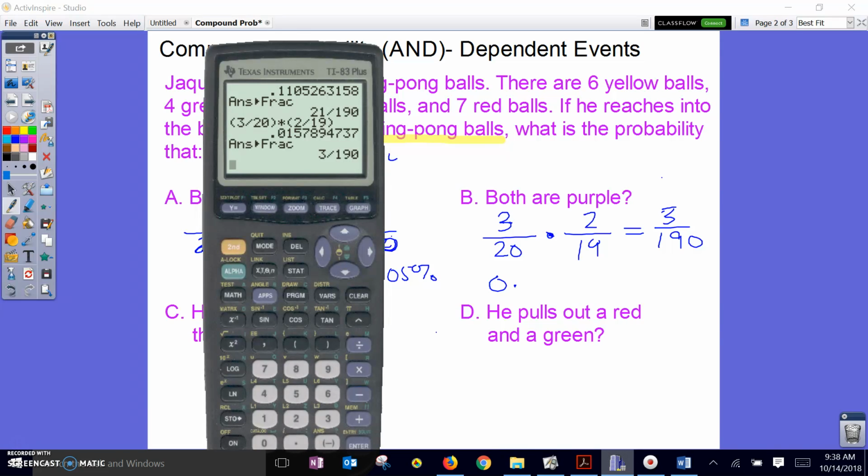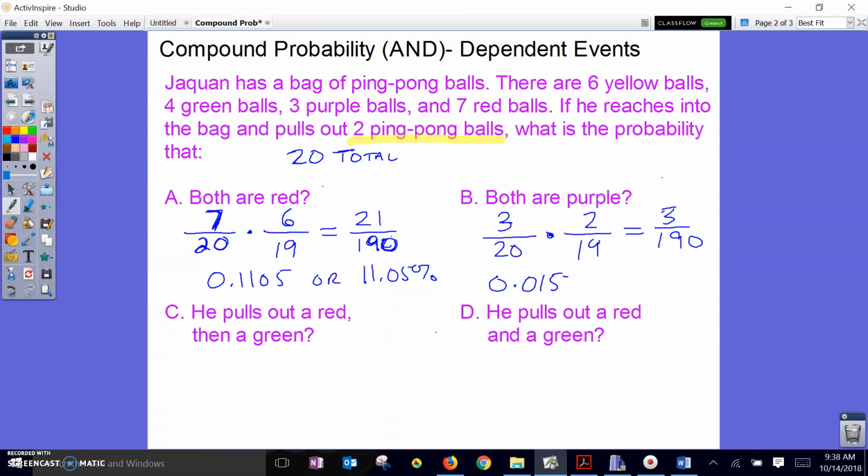Or as a decimal, 0.01579, or 1.58%. All right, next. Probability that he pulls out a red, then a green.